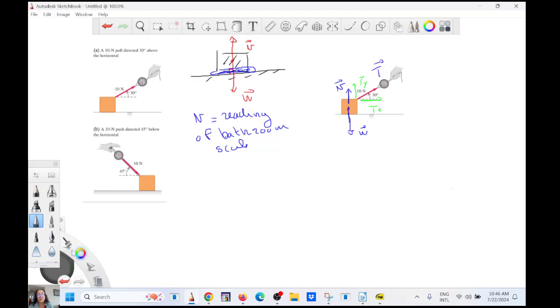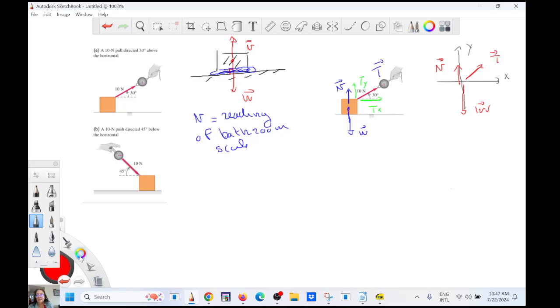Now, if you insist, we can always make a free body diagram. In that case, you have this vector T, you have the weight down there, and you have a small normal force here. That will be the free body diagram.